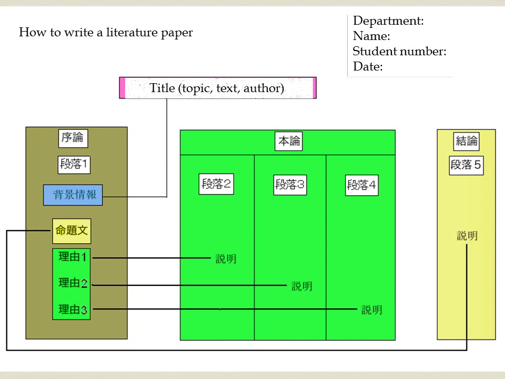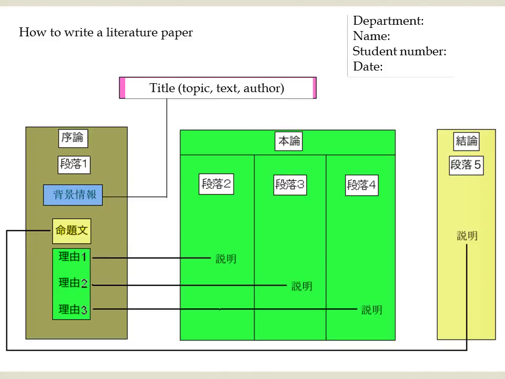Now, the title would normally divide itself into 3 pieces of information, and those 3 pieces of information in a basic paper will usually be the topic, the text, and the author. So it would be something like Madness in Hamlet by William Shakespeare. Now, everybody knows in this case that Hamlet was written by William Shakespeare, so you don't necessarily need to put the author in for a very famous text.